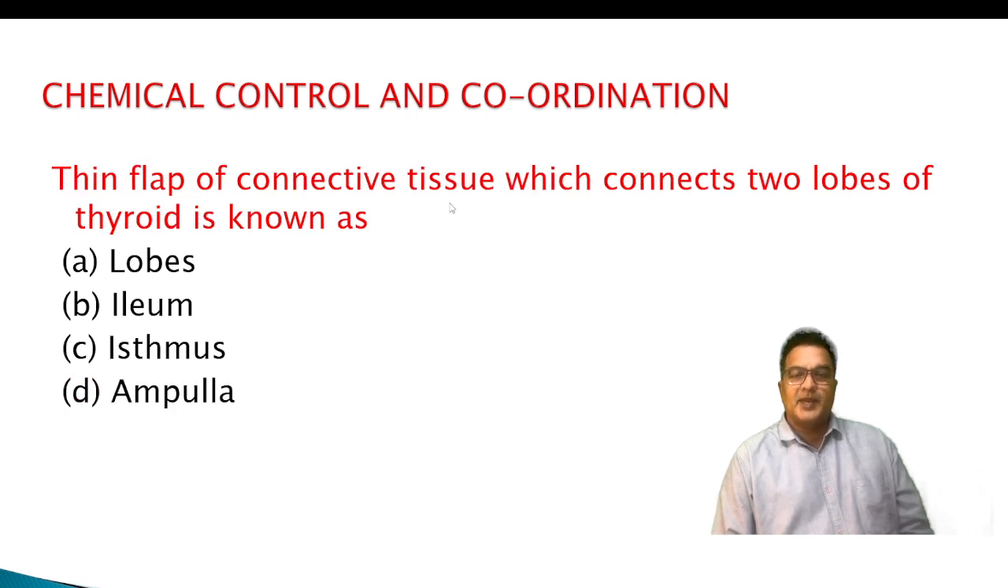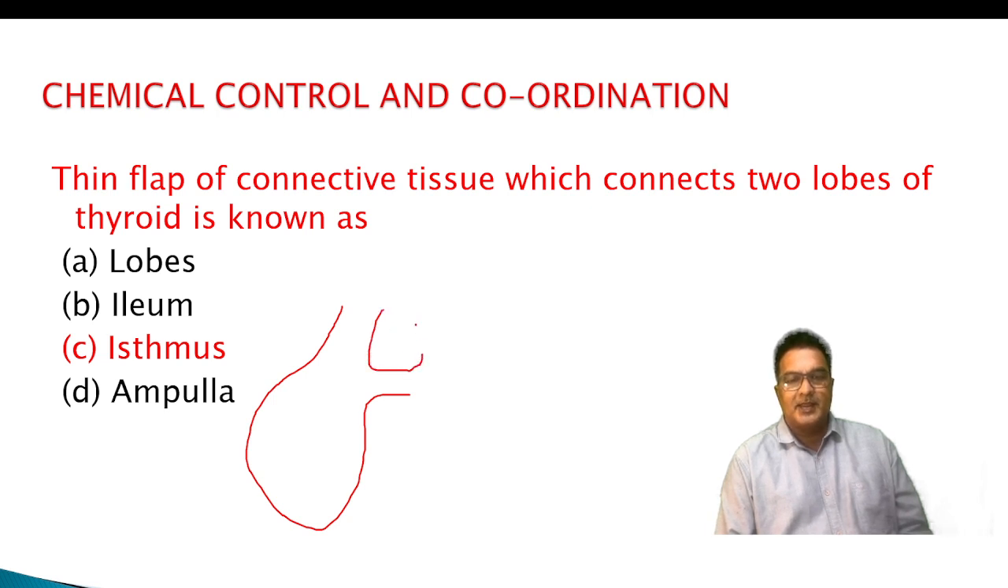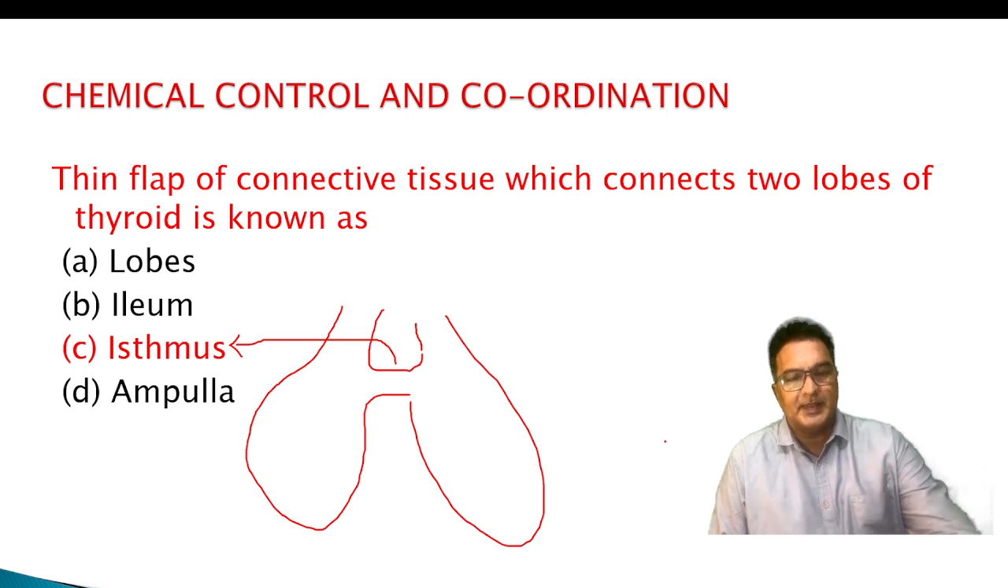The thin flap of connective tissue which connects the two lobes of the thyroid is known as what? The two lobes of the thyroid gland are connected to each other with the help of a small connection. What do you call it? Isthmus. This is called isthmus. The thin flap of connective tissue which connects the two lobes of the thyroid is known as isthmus.